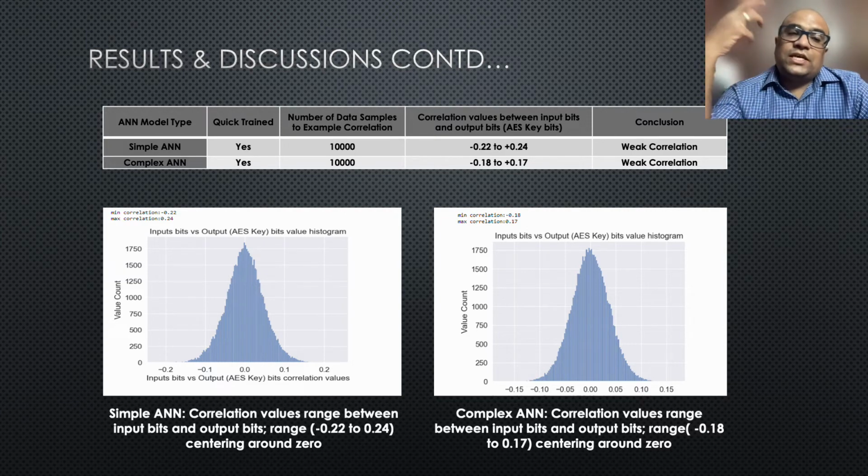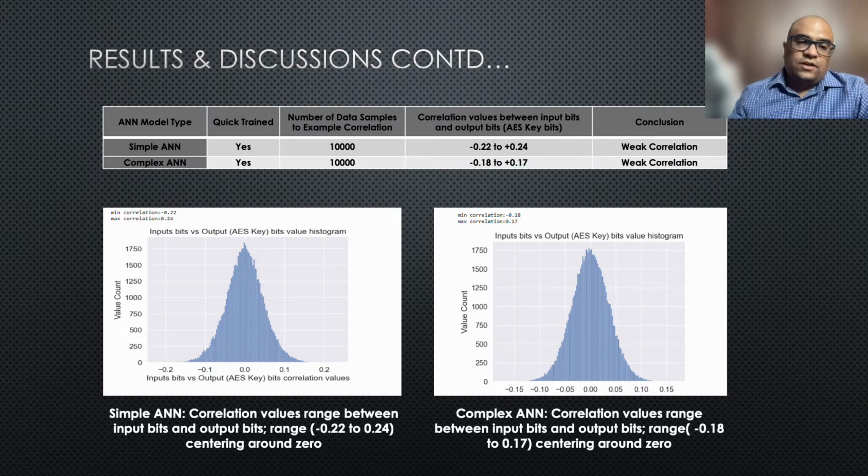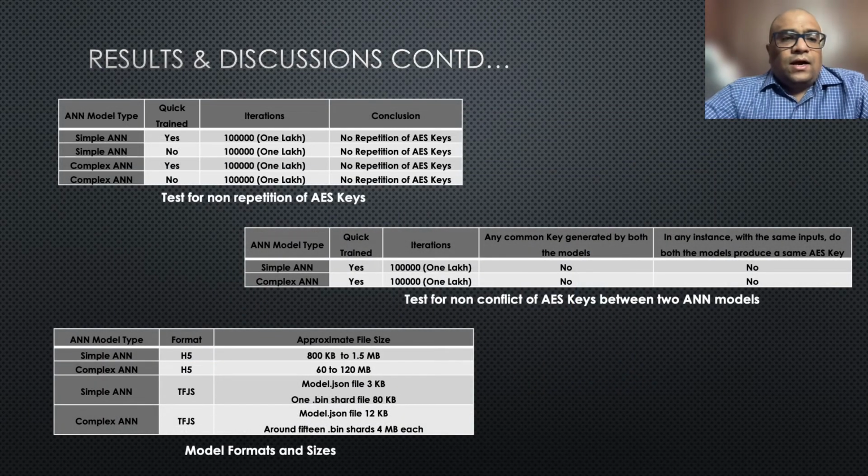So the complex ANN is able to have a weaker correlation than the simple ANN, but the simple ANN is also centering around 0. Both are centering around 0, which is a good thing, because it means that the ANN keys by themselves are hard to guess from the inputs alone, because inputs travel freely on the network. We want to ensure that the AES keys they are used to generate have no correlation.